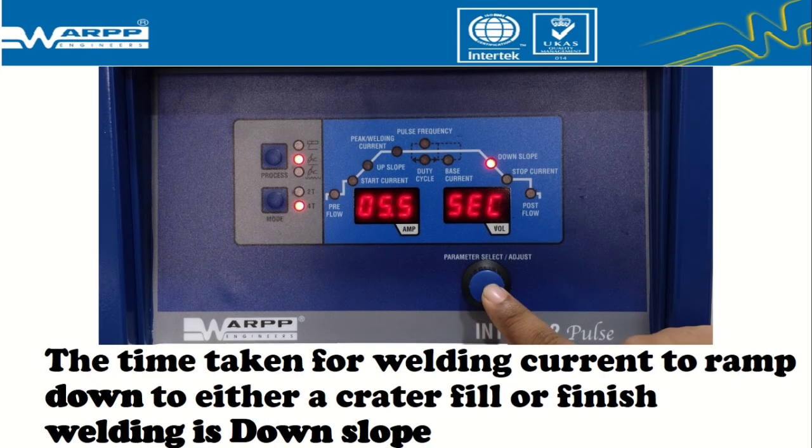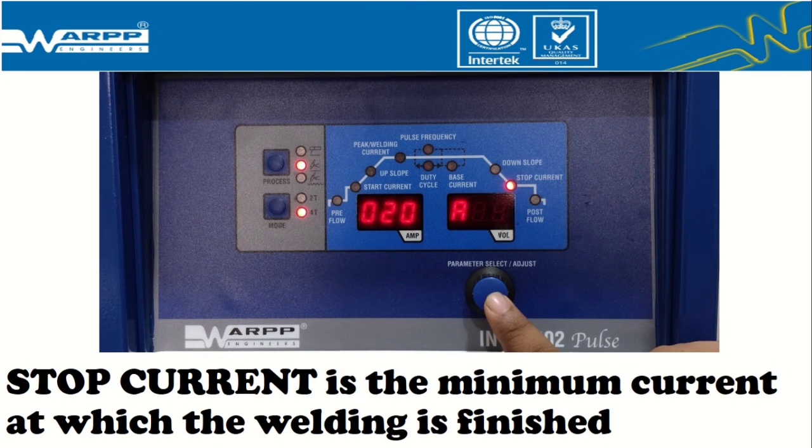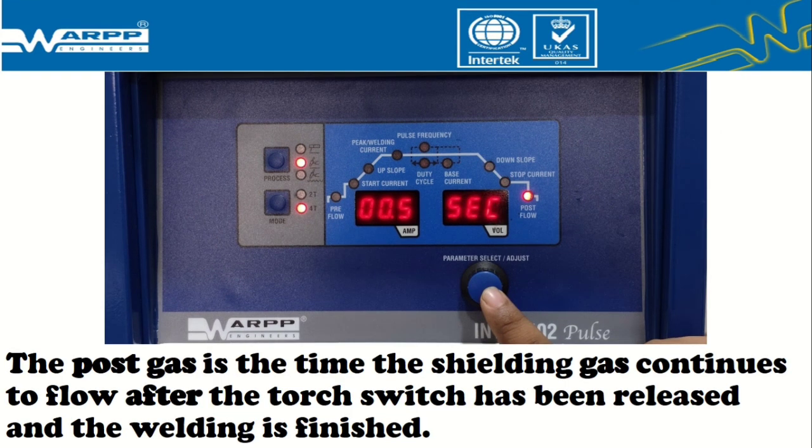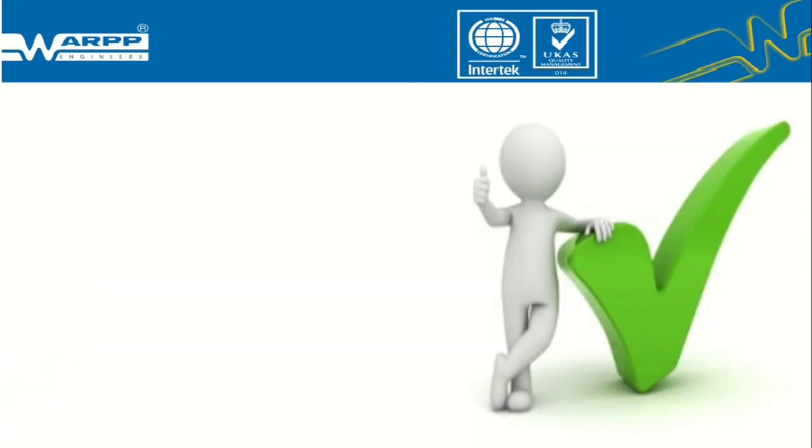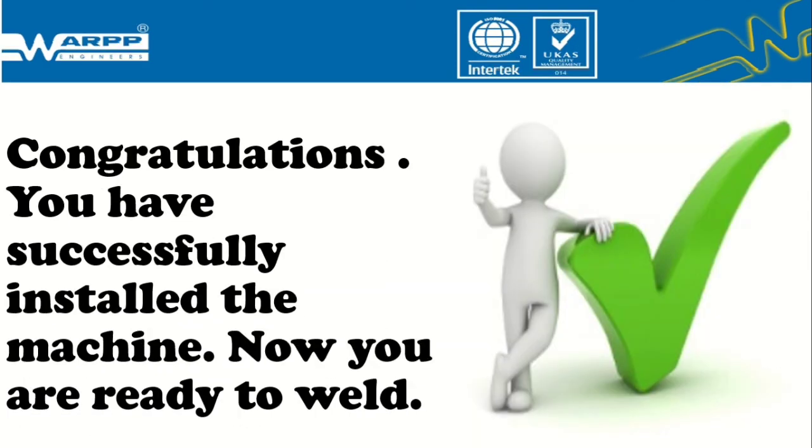This is downslope time. This is the time taken for welding current to ramp down to either a crater fill or finish welding. This is stop current. It is the minimum current at which the welding is finished. The post-flow gas is the time the shielding gas continues to flow after the torch switch has been released and the welding is finished.